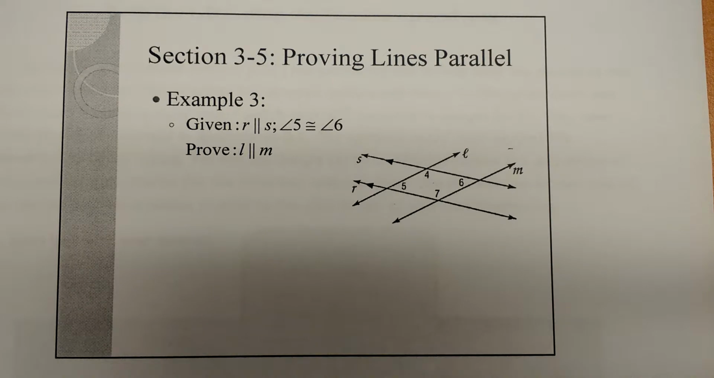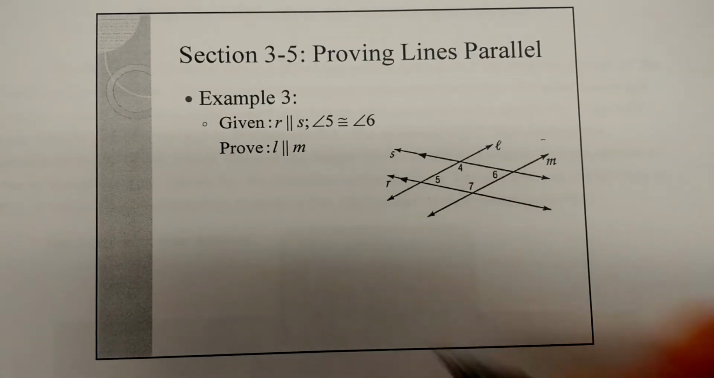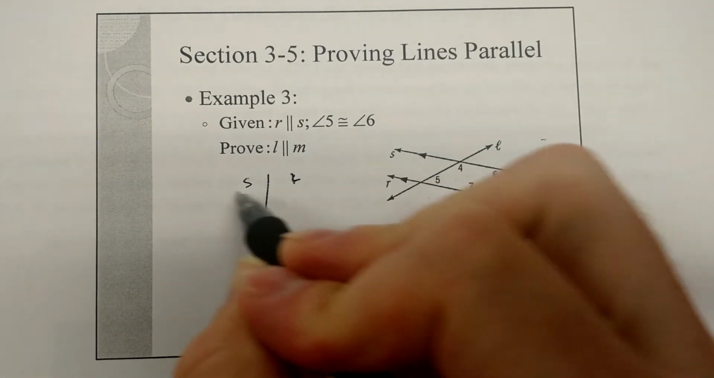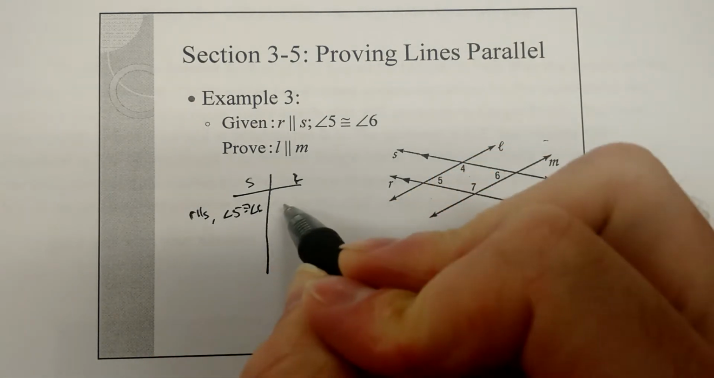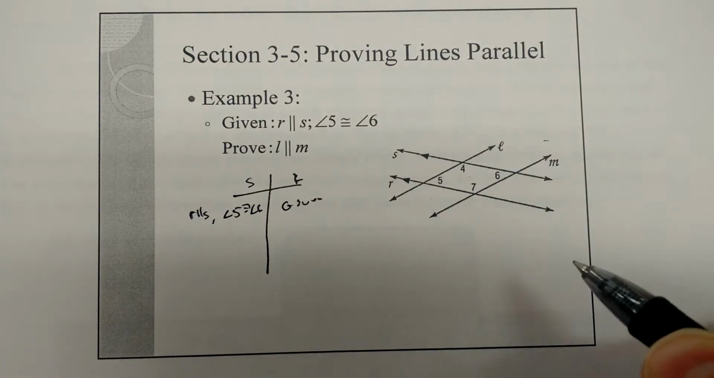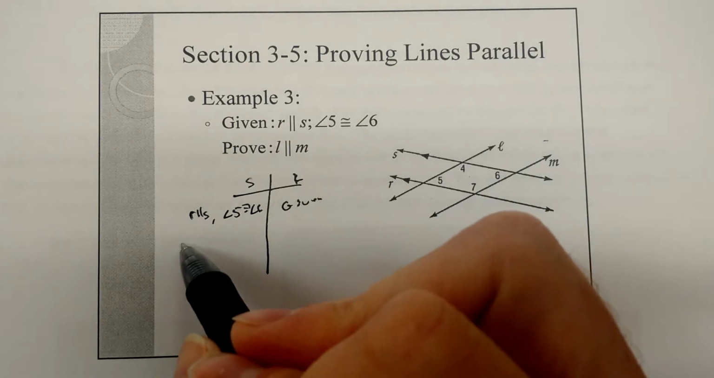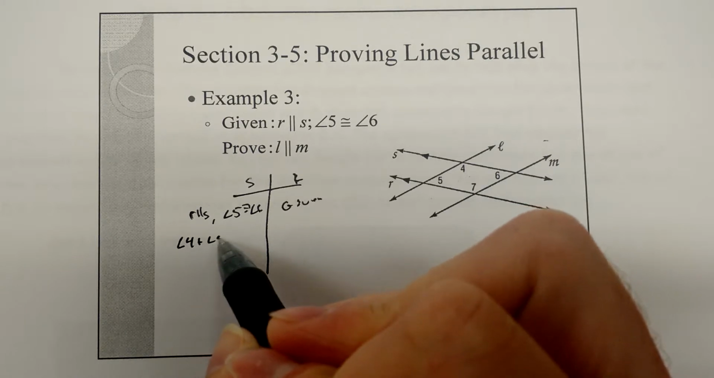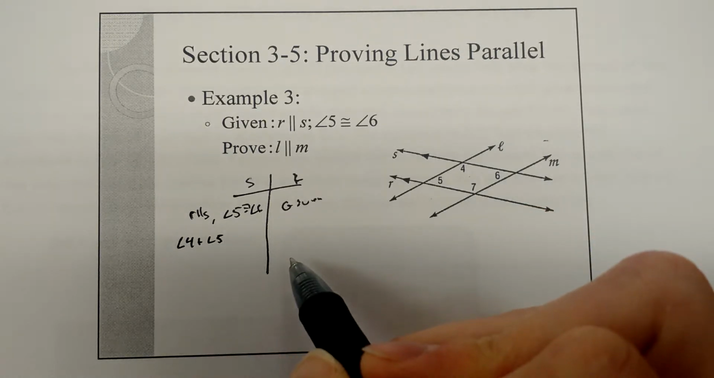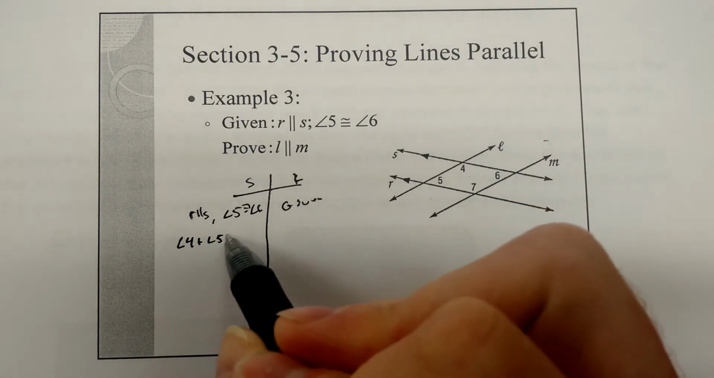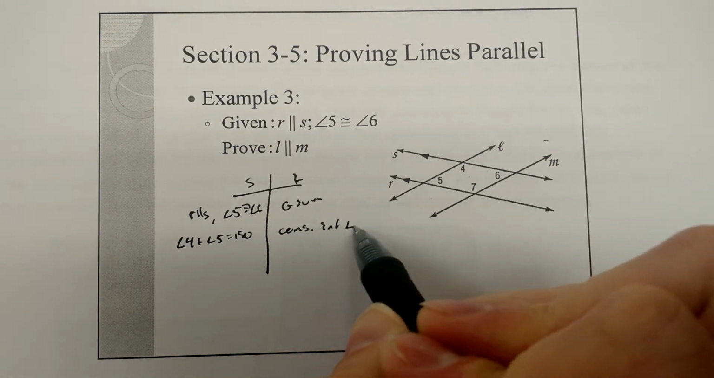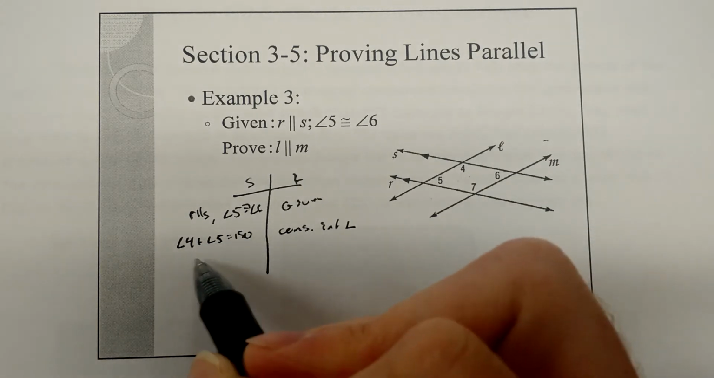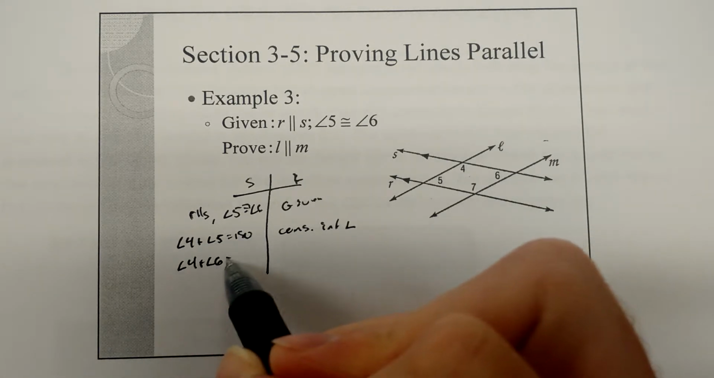Alright, so here, given R parallel S and angles 5 and 6 are congruent, prove L parallel to M. So statements and reasons. So start always with your givens. So I know that angle 4 plus angle 5 is equal to 180 because they are consecutive interior angles.